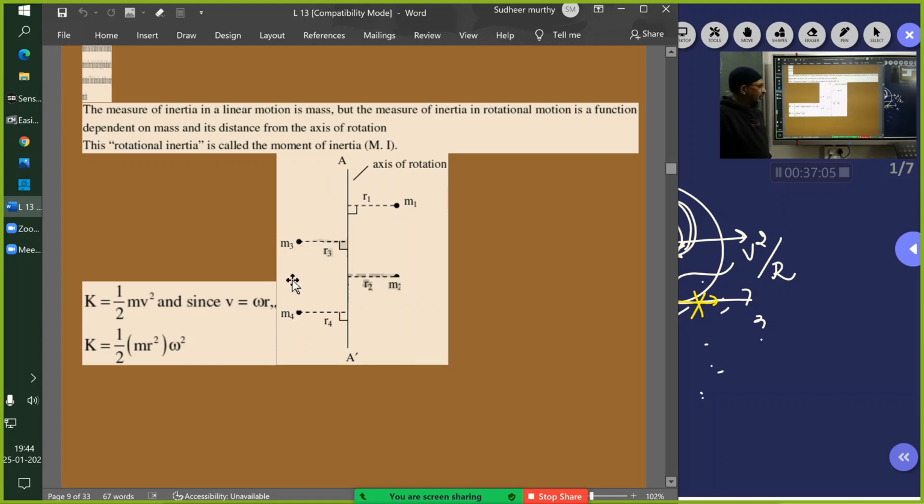Then what is the total mass of the system? m1 plus m2 plus m3 plus m4. And what is the axis of rotation? A dash.